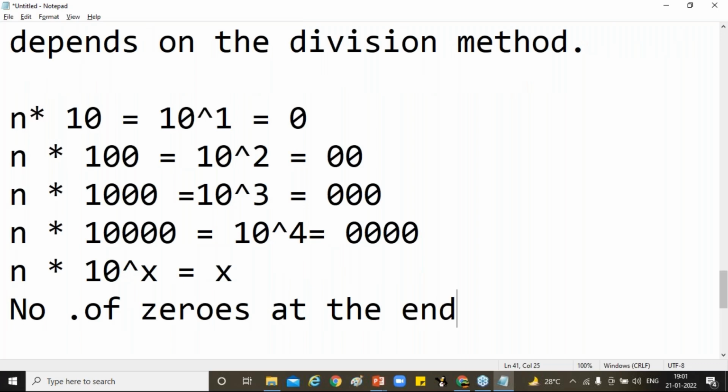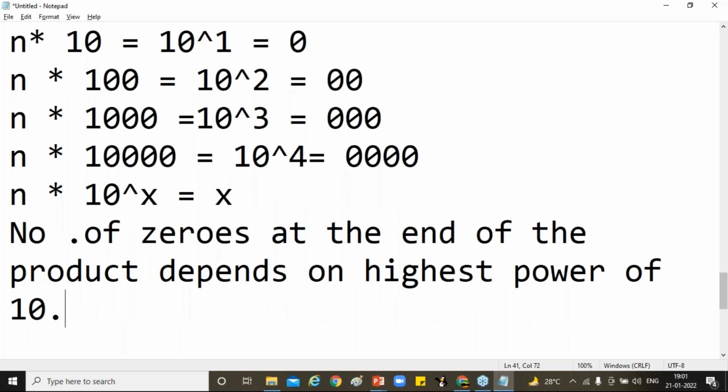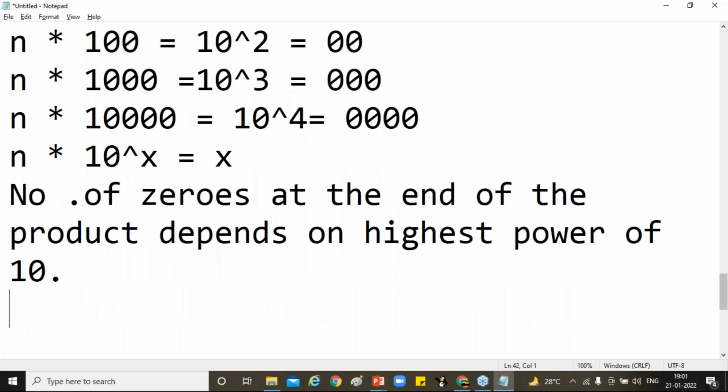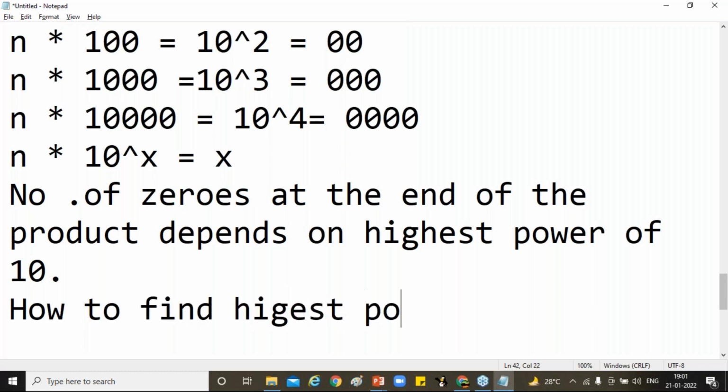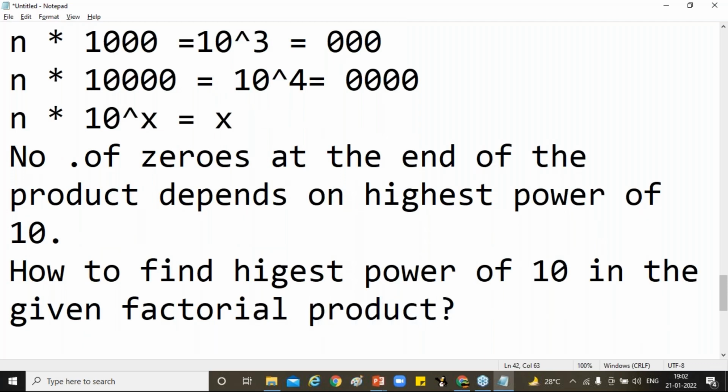zeros at the end of the product depends on the highest power of 10. All of you know how to find the highest power of 10 in the given factorial product. Just now we calculated. Since 10 is a composite number, it can be written as 2 into 5, so 2 power n into 5 power n. It is always 5 that has the lower power. That is the correct answer now.